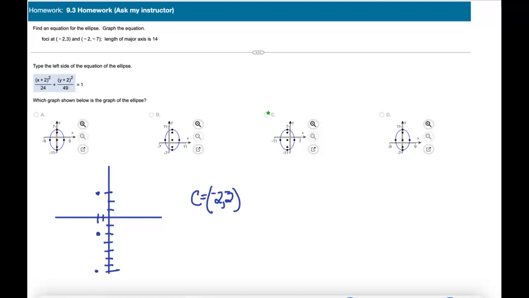I'm told that the foci lie on the major axis, and this major axis is 14, but that distance is 10, so that means I need to go 2 beyond to get the vertices. So I'm going to go 2 above here, and this is going to be a vertex, and 2 below, and this is a vertex.